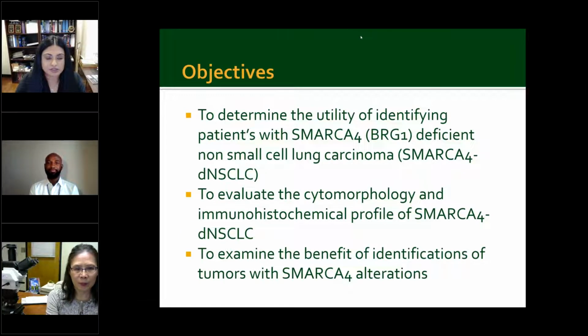So first, a few objectives of what I want to discuss during this talk. First, I want to determine the utility of identifying patients with a SMARCA4 or BRG1 deficient non-small cell lung cancer. Throughout this presentation, it's going to be abbreviated as SMARCA4D NSCLC. Next, we want to be able to evaluate the cytomorphology and the immunohistochemical profile of these tumors, which is going to be really important for our current practice. And lastly, we want to examine the benefits of identifying patients with these tumors, and we're going to talk about the significance of identifying patients in this category.